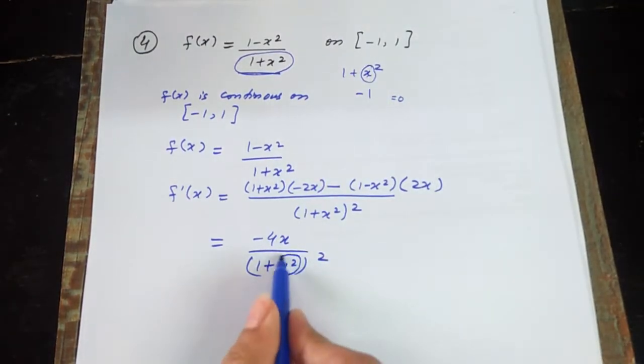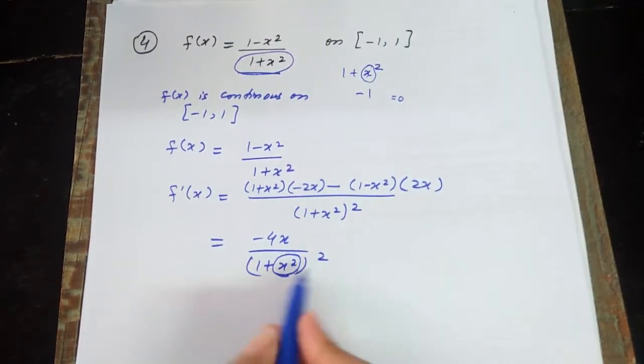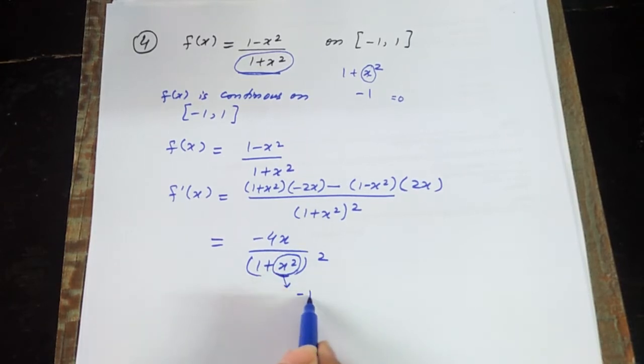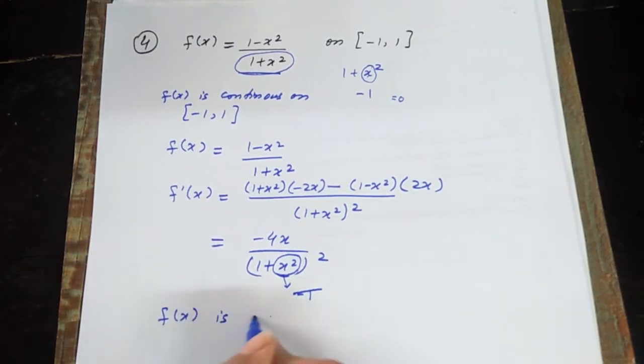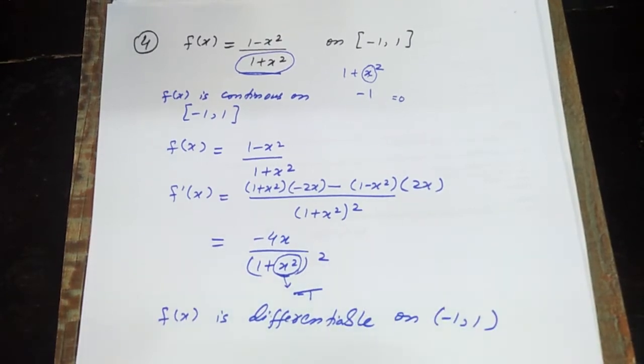Now again you see this is a square term. Whatever value you put in this x, you will always get a positive answer. And 1 plus any positive answer will again give you a positive answer. Now, if we got minus 1 here, then 1 minus 1 would be equal to 0, and our function would become undefined. But here you can't get minus 1. So it means your function is differentiable on the open interval minus 1 to 1.